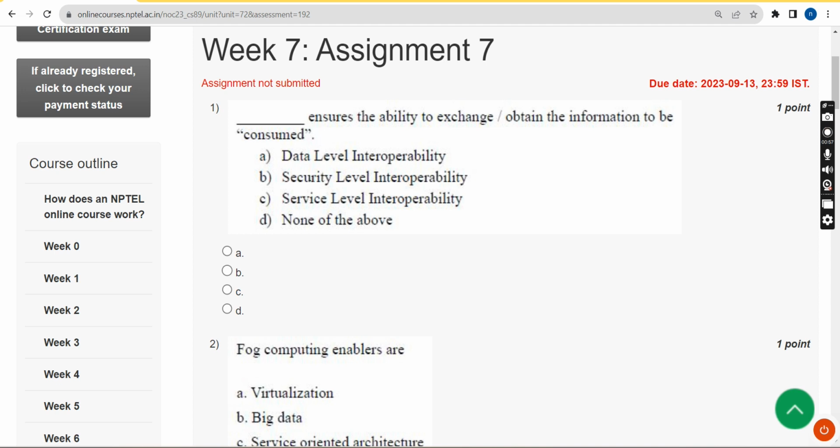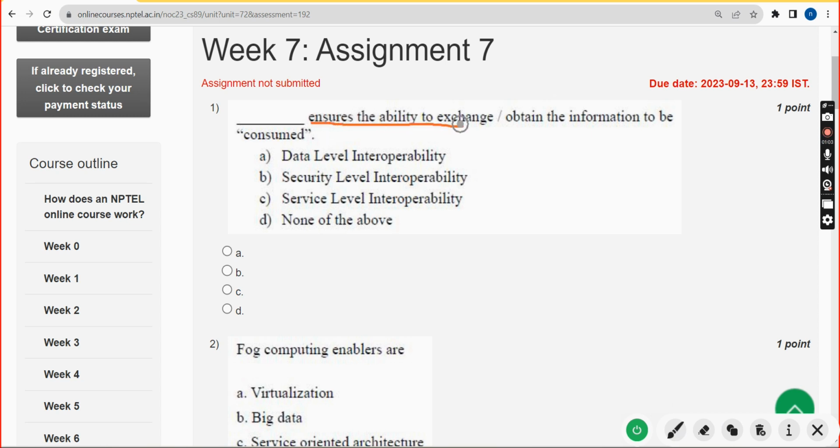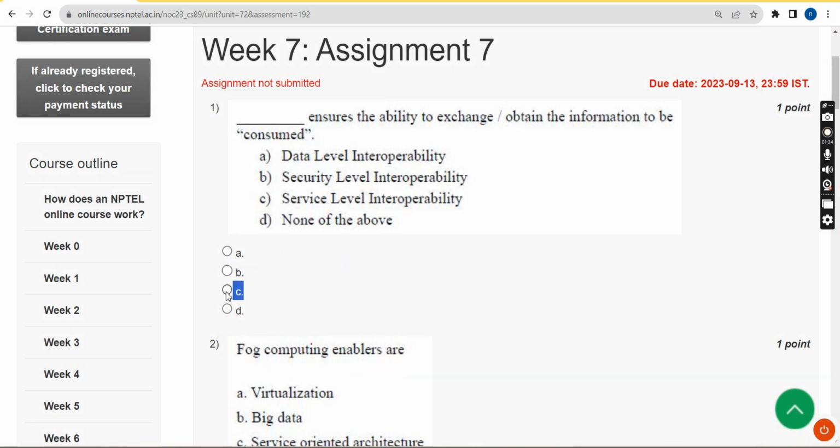So first question: Dash ensures the ability to exchange or obtain the information to be consumed. So for first question, the correct answer is option C, service level interoperability. So mark option C. Now let's move on to the second question.